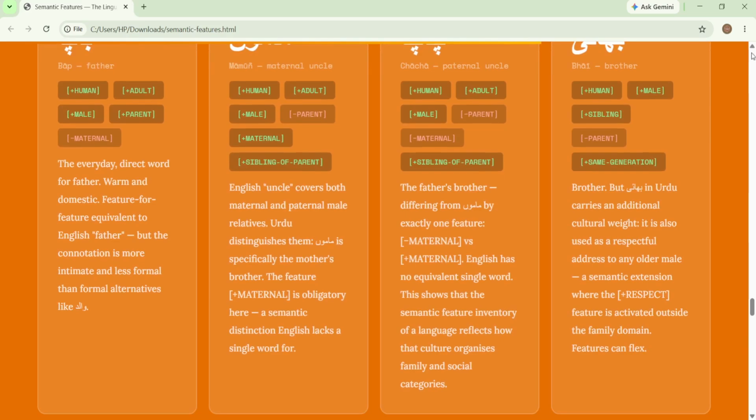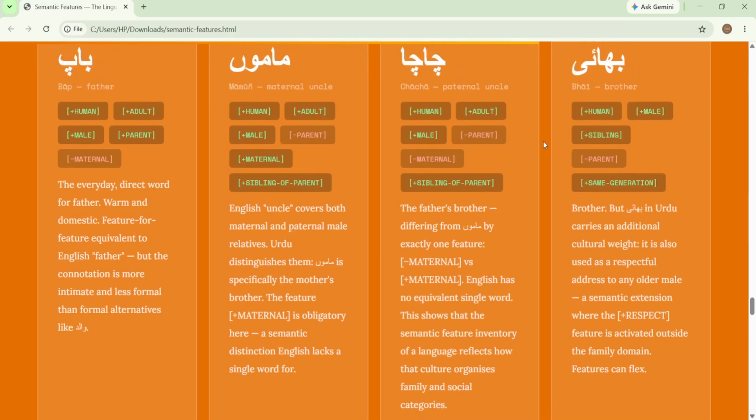And they're not just single terms like uncle in English. For this, there is chacha and also chachu too. So this shows how much broader the semantic kinship terms of Urdu are.